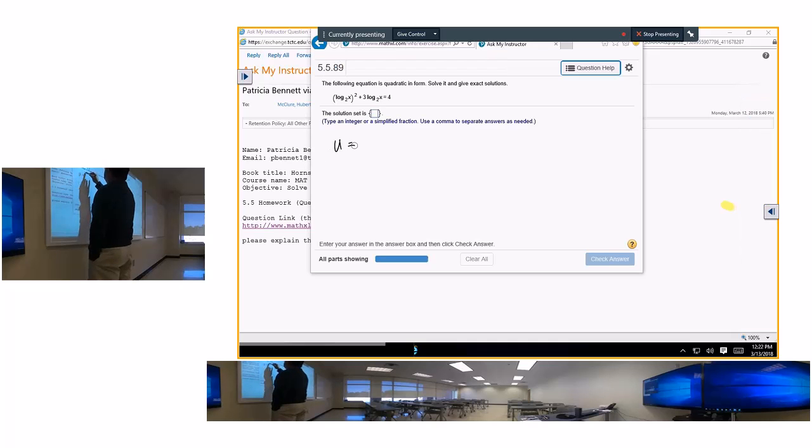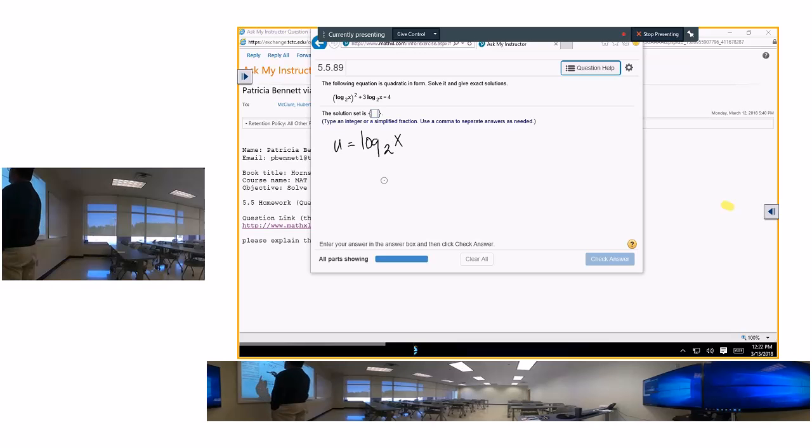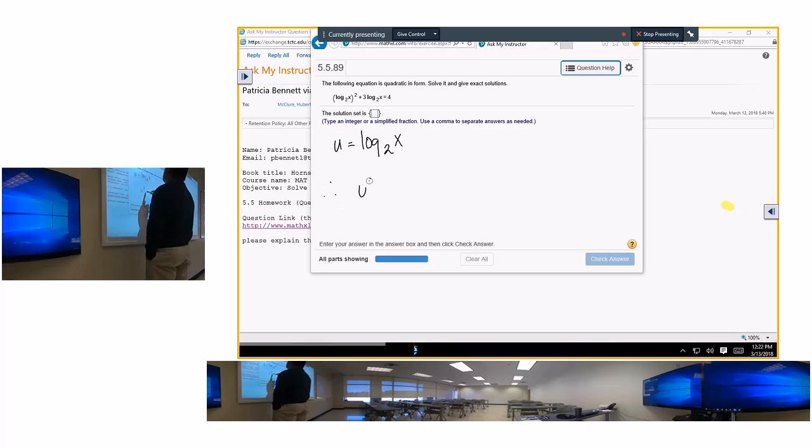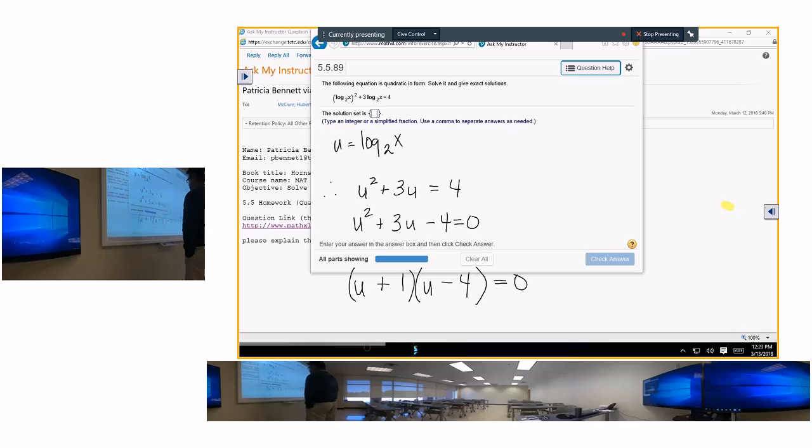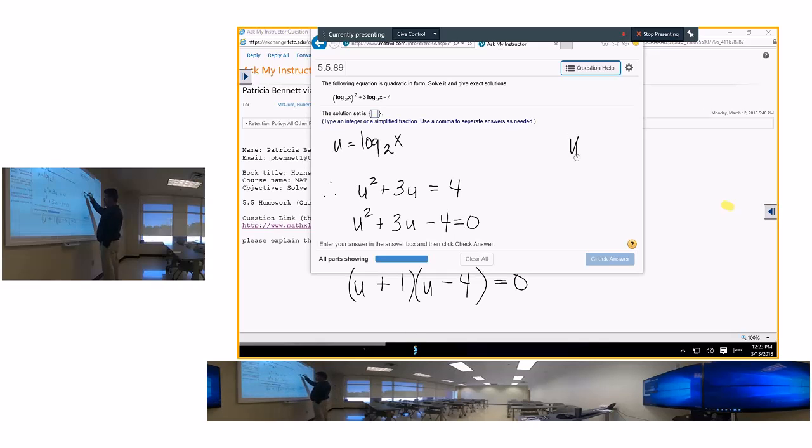U is equal to log base 2 of x. Therefore, we've got u squared plus 3u is equal to 4. U squared plus 3u minus 4 is equal to 0. The factors of 4 would be a negative 4 and a positive 1. So u plus 1 is equal to 0. U minus 4 is equal to 0.